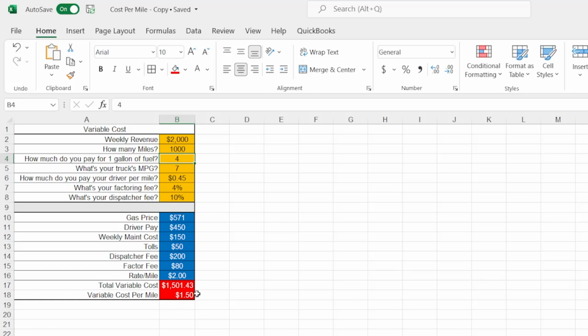This is just to show you that your variable cost per mile will never change. It will be constant, but your total variable cost will fluctuate with how many miles you drive. That's the big difference between variable cost, fixed cost. Total variable cost changes, total fixed cost does not change. Variable cost per mile does not change. Fixed cost per mile will change. I'll talk about it more on the next slide.